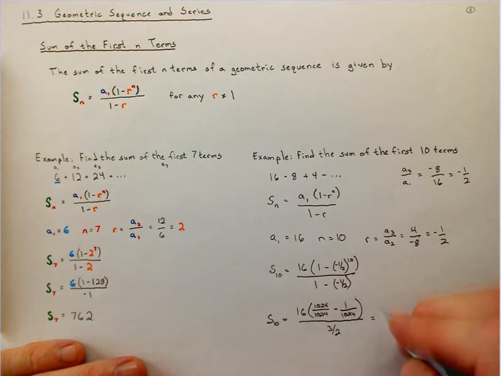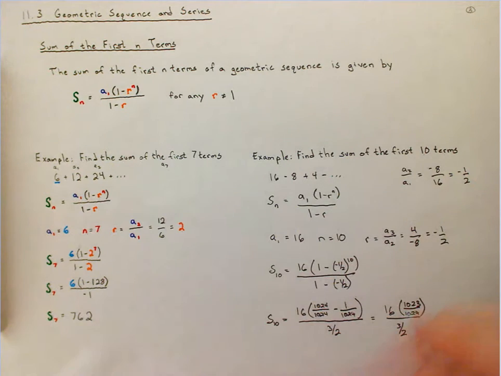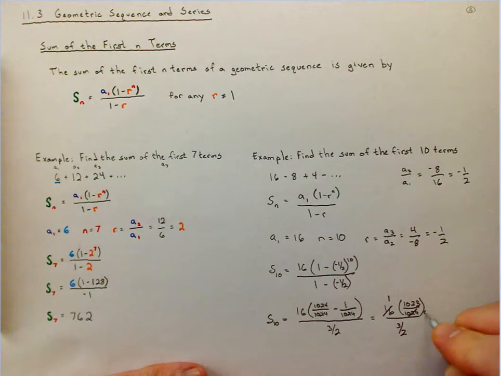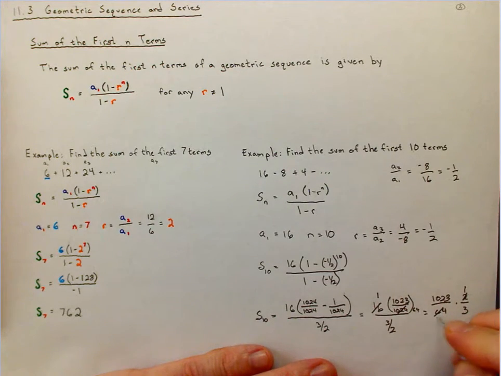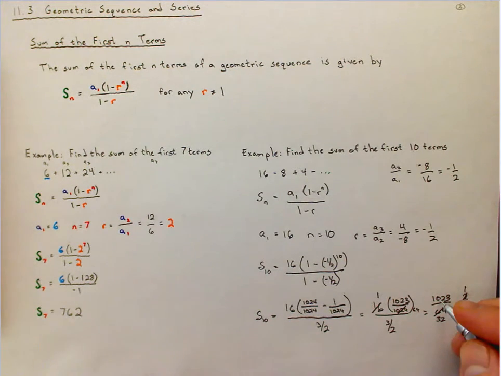And what does this become? This becomes, let's see, this will be 16 times 1023 over 1024. And I will just leave my 3/2 down there until I simplify. 16, how many times will 16 go into 1024? So 1024 divided by 16 is 64. So this becomes 1, and this here becomes 64, to where I have 1023 over 64. Dividing by a fraction is the same as multiplying by the reciprocal. 1 and 32. 3 cannot go into 1023.